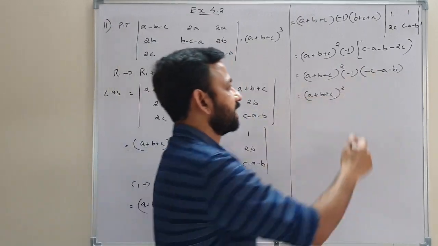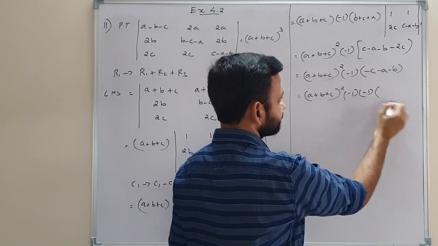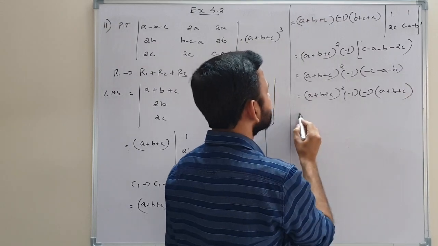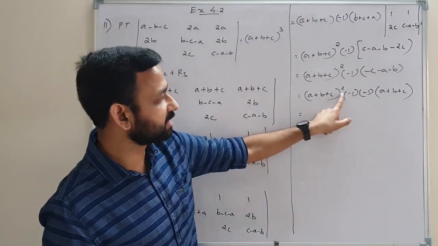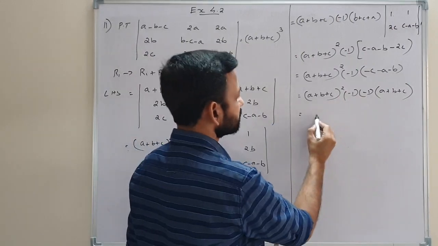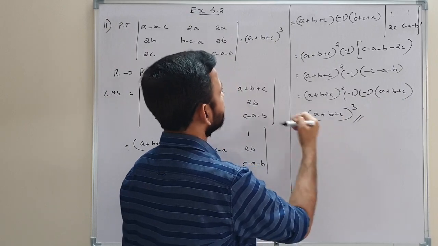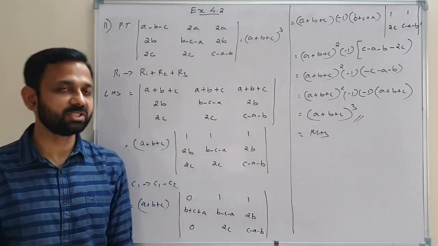Then we can take minus 1 outside from here. So we will get a plus b plus c. Then minus 1 into minus 1 plus. Then we can combine a plus b plus c all square and a plus b plus c. So we will get a plus b plus c raised to the power 3. So we got RHS, same: a plus b plus c raised to the power 3.